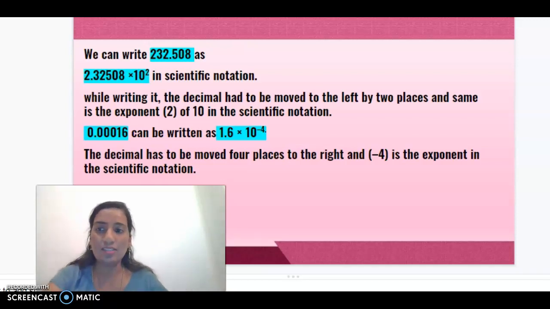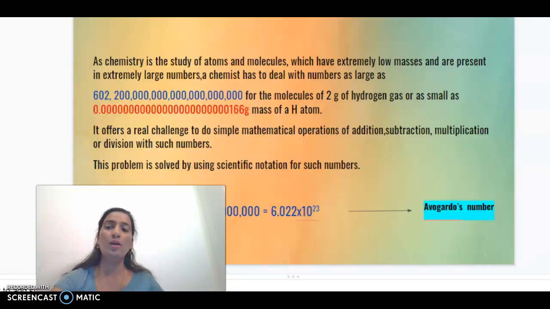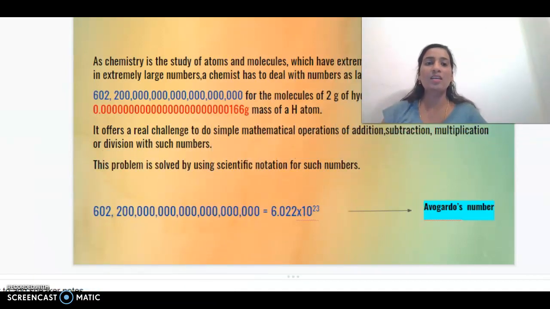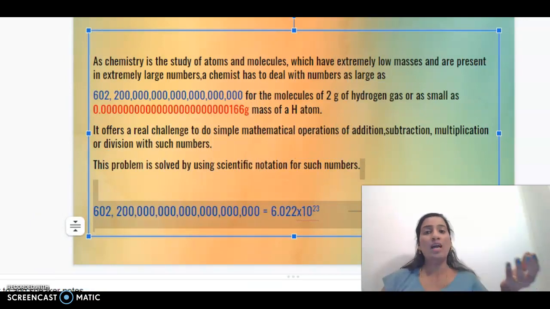So this is all about scientific notation. Why do we learn scientific notation now? We should learn scientific notation because chemistry is a branch of science that deals with atoms and molecules, which have extremely low masses and are present in extremely large numbers. So for a chemist, it's very hard to deal with such very big and very small numbers.